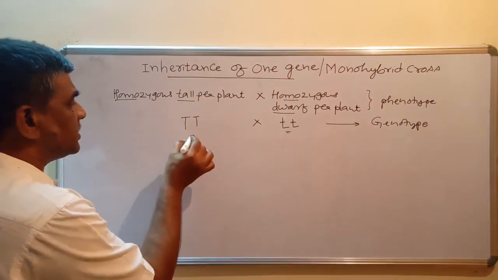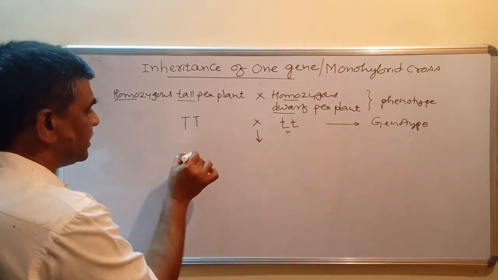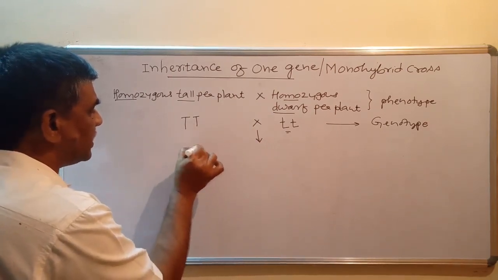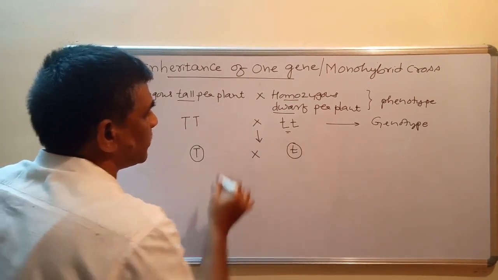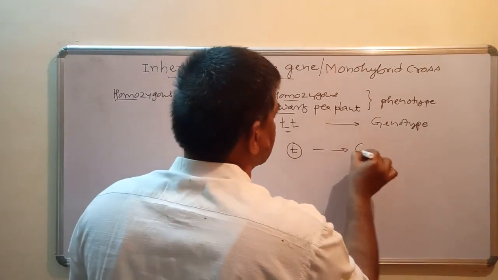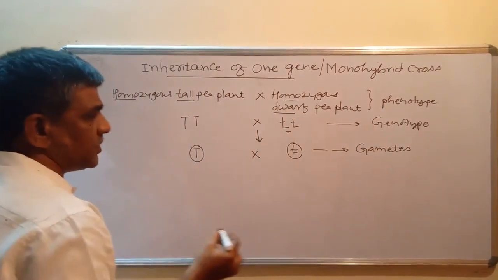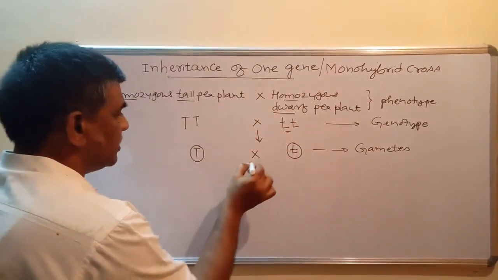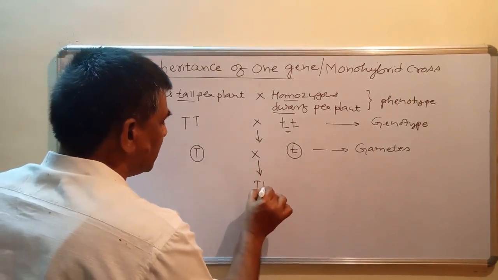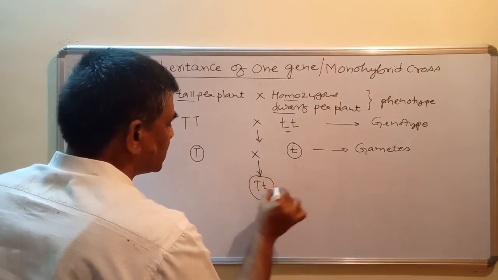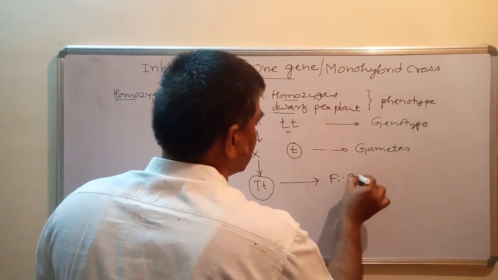So now we have to take its gametes. When both capital T's are there, we have to take only one capital T, and from these two small t's, we can take only small t. So these are the gametes of the parental generation. Then we have to cross it. So this capital T and small t, then we will get capital T and small t. These are F1 generation plants.